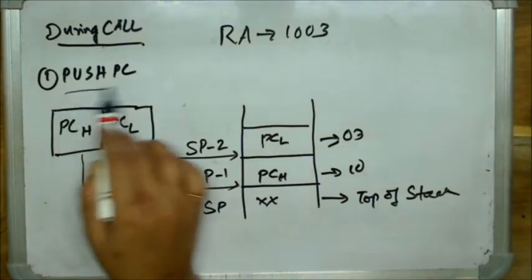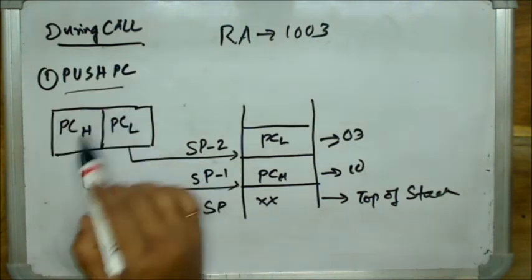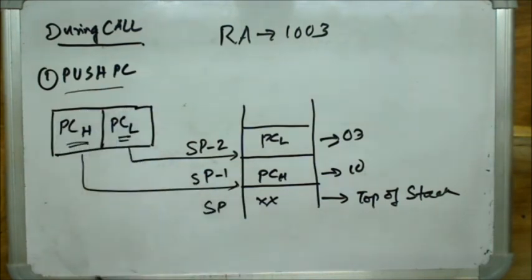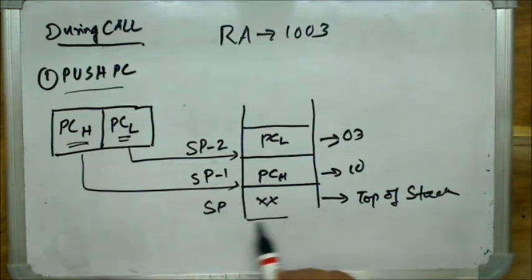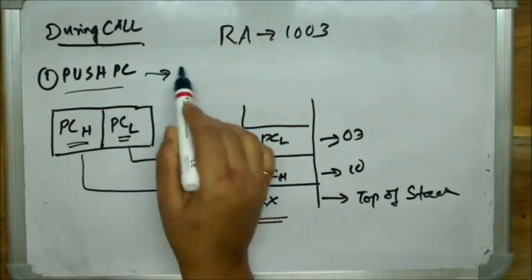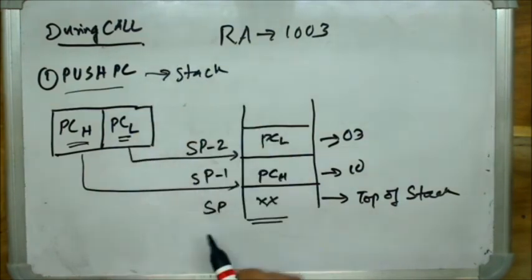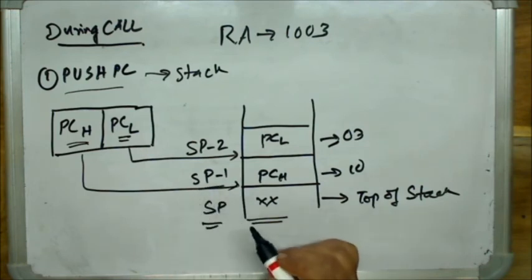The first step that takes place is push PC. This is our program counter. This is the higher byte, this is the lower byte of the PC, and this is our stack. This is the top of stack. So when you write push PC to stack, what will happen? The stack pointer will be decremented by 1. That is, SP will become SP minus 1.